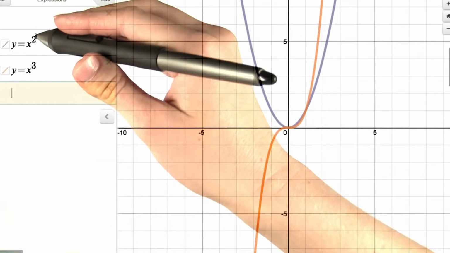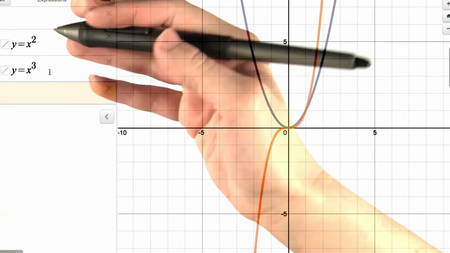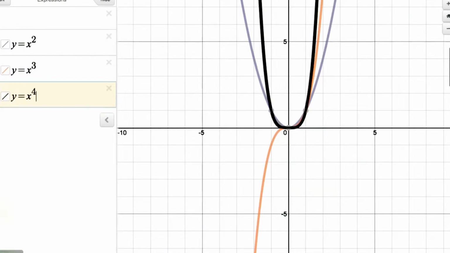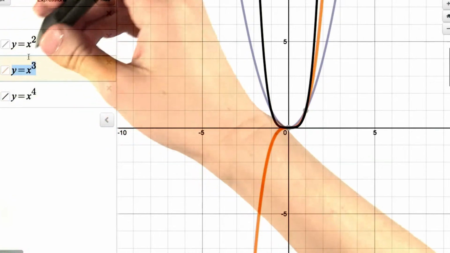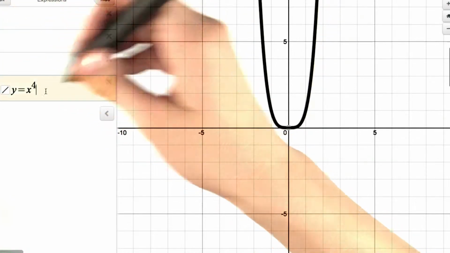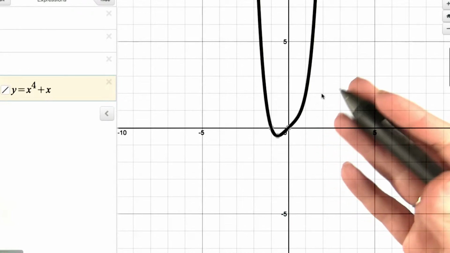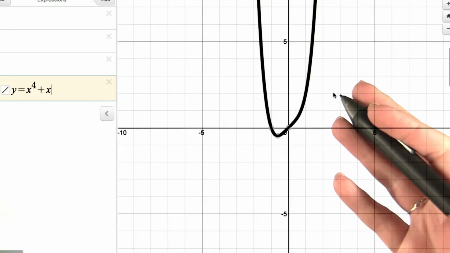I wonder what would happen if we increase the degree of a polynomial function even more. Like, let's say we have y equals x to the fourth. Well, that's totally different again. That's really interesting. Maybe we'll just get rid of these two that we already know a lot about and just focus on this one. Let's say we have something else, y equals x to the fourth plus x. Well, that's cool. That's totally different than anything we've ever seen before together.